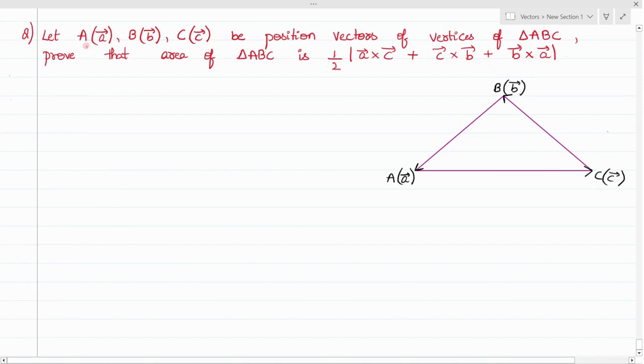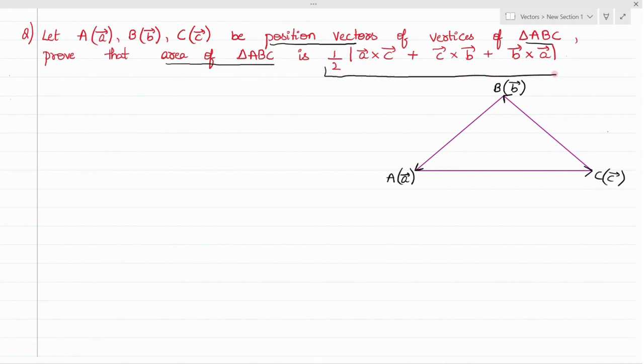In this question, it is given that A, B, C are the position vectors of the vertices of triangle ABC, and we need to prove that the area of triangle ABC is this. So how to prove this? This is the triangle with the position vectors of vertices A, B, C given, and we need to prove its area. So basically, what will be the area of a triangle? Any triangle becomes half into base into height. So here, obviously, we talk about the magnitude.